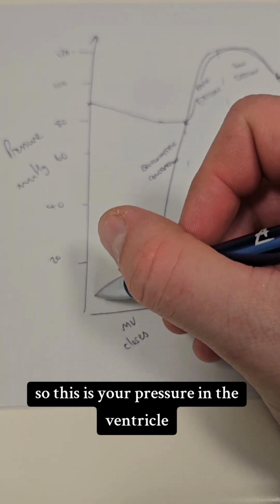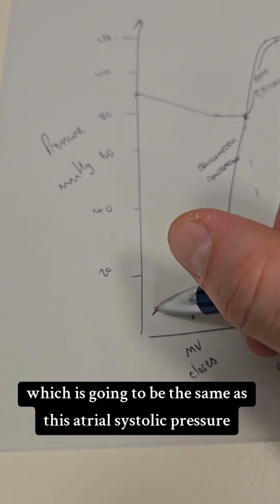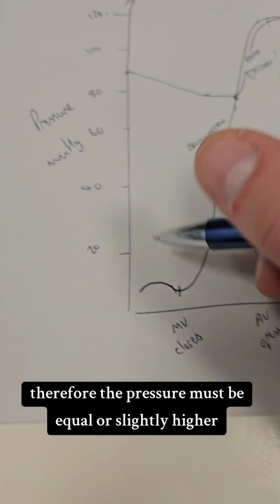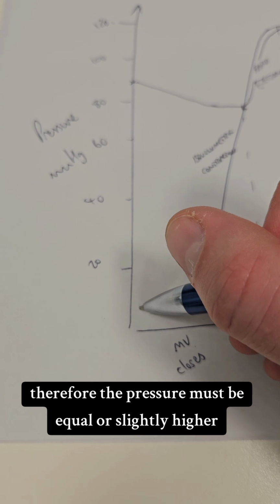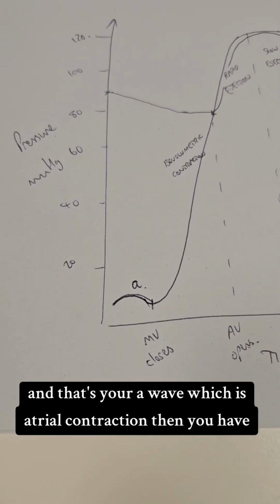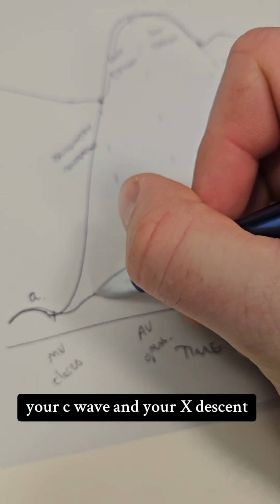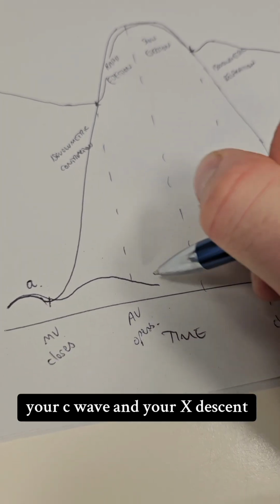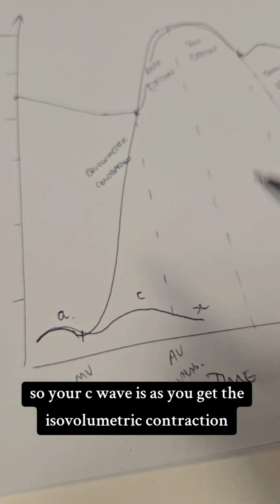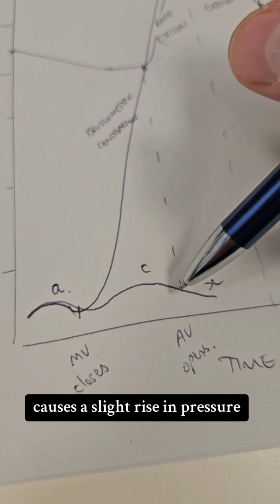So this is your pressure in the ventricle, which is going to be the same as the atrial systolic pressure because the blood is flowing from atria to ventricle, therefore the pressure must be equal or slightly higher. So you've got your atrial waveform is here, and that's your A wave, which is atrial contraction. Then you have your C wave and your X descent. So your C wave is as you get the isovolumetric contraction, the contraction of the ventricle pushes back on the wall of the atria and causes a slight rise in pressure.